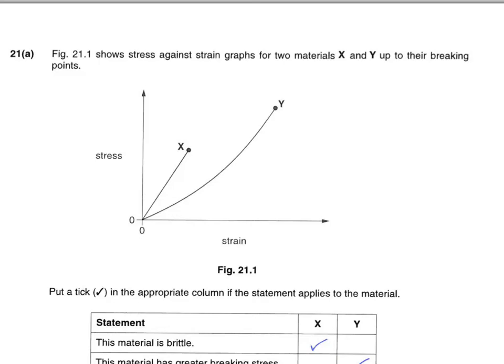This is G481 homework booklet question 21. So we've got a diagram showing a stress against strain curve for two materials, for X and for Y.